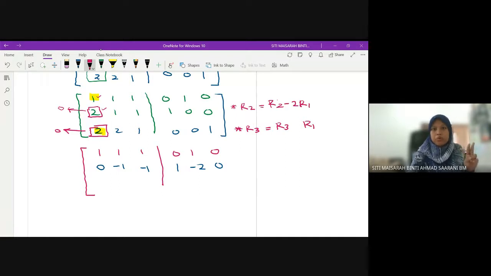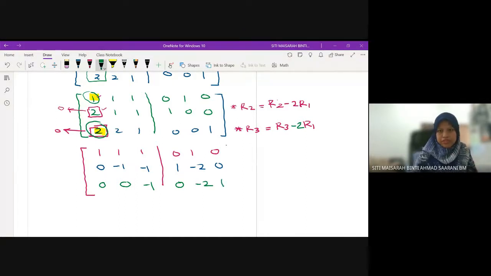Sebab apa kita pakai R1? R1 tak berubah. So then sini R1 1, R3 2. So jadi 1 dengan 2 dia become tolak 2R1. Okay. So then kat sini akan jadi kosong. Sini 2 minus 2 times 1. So become 0. And then 1 minus 2 times 1 become negative 1. And then 0 minus 0 is 0. 0 minus 2 times 1 is negative 2. And then 1 minus 0 is 1. Am I correct ni? Jadi kira betul tak? Double check.